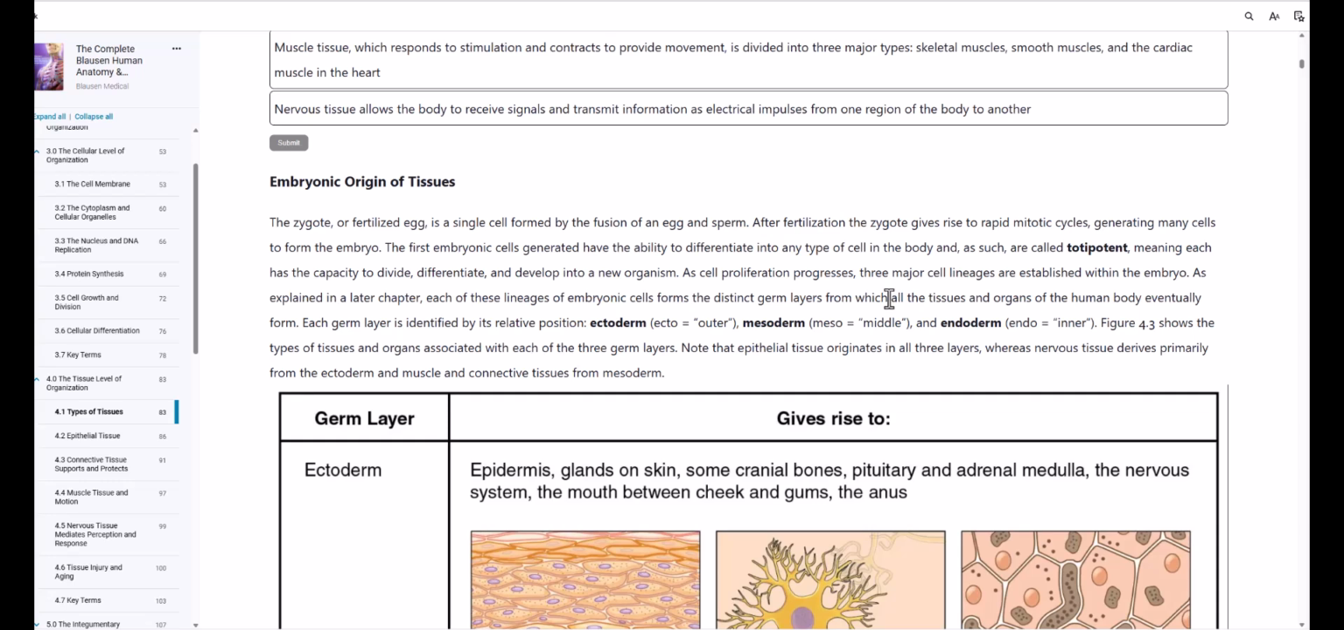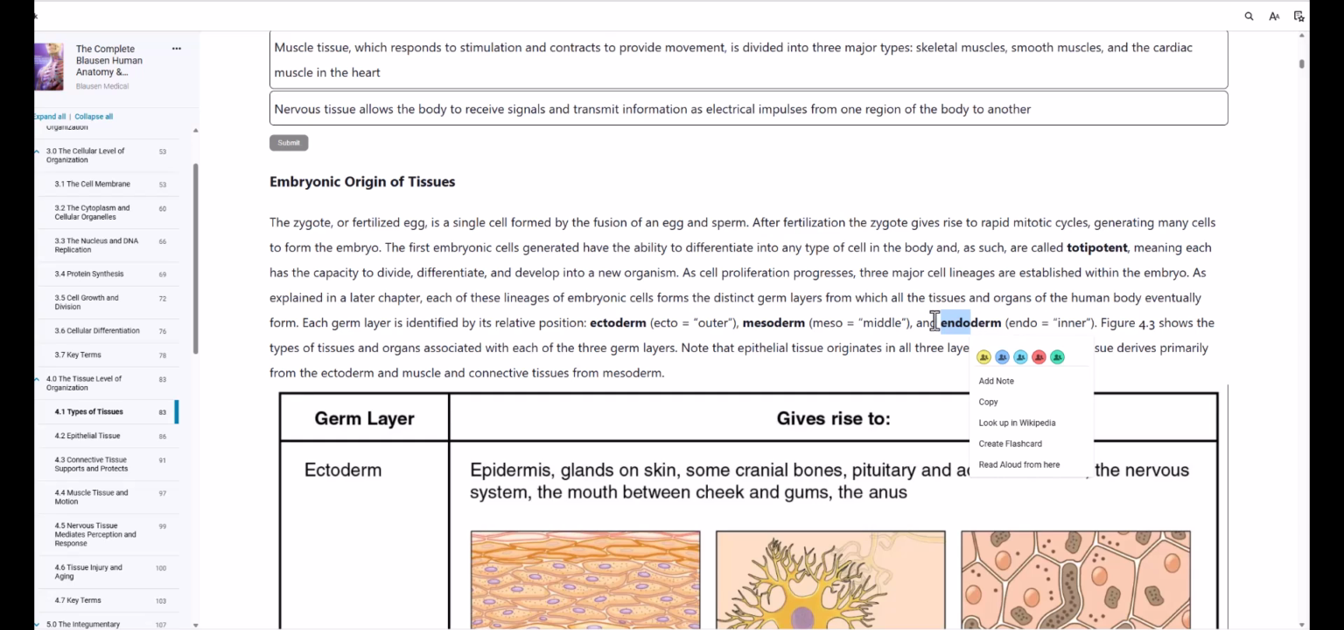So the three layers are as follows. There is the ectoderm. Now, ecto means outer, so that's the outer layer. The middle layer of the early embryo is the mesoderm. Meso refers to middle. And finally, there is endoderm, and endoderm, endo means inner or within. So that's the layer on the inside.